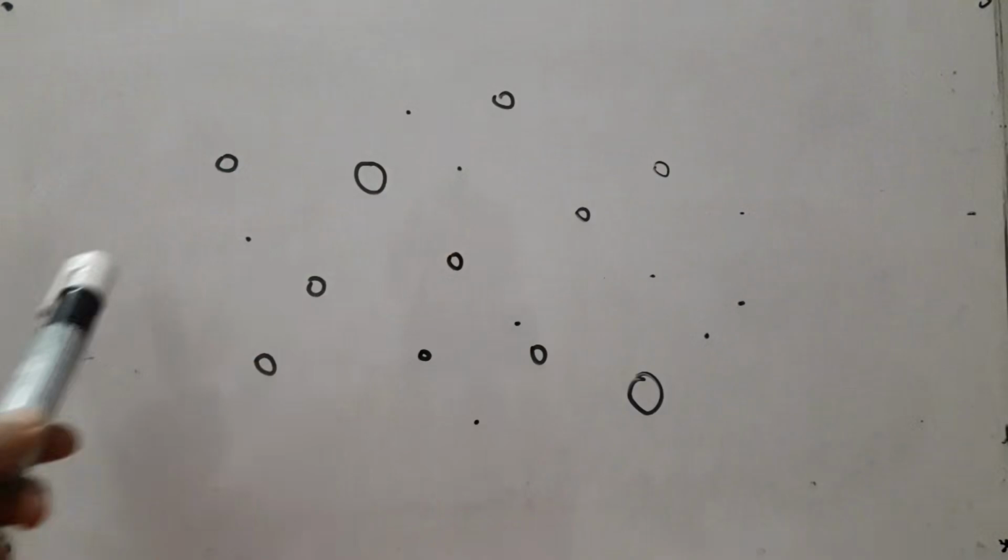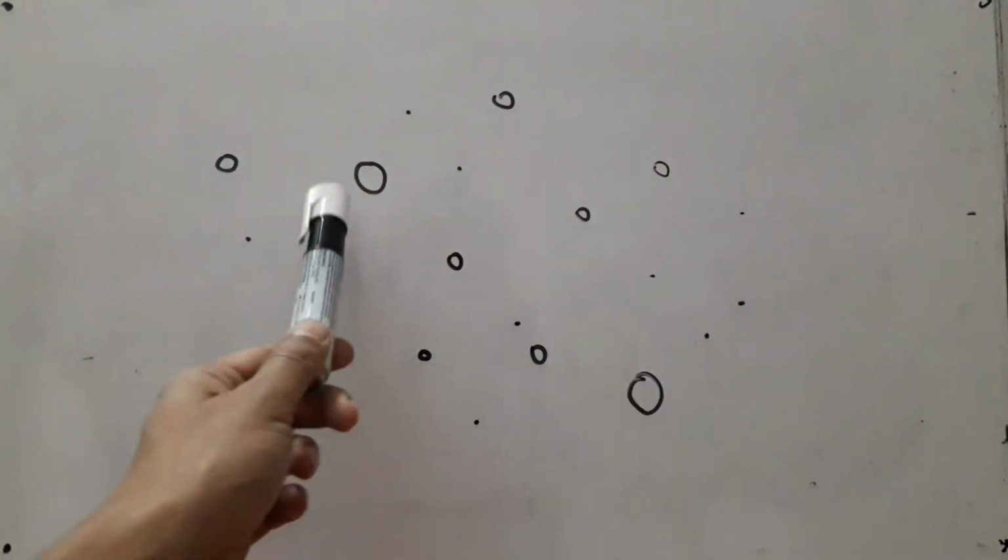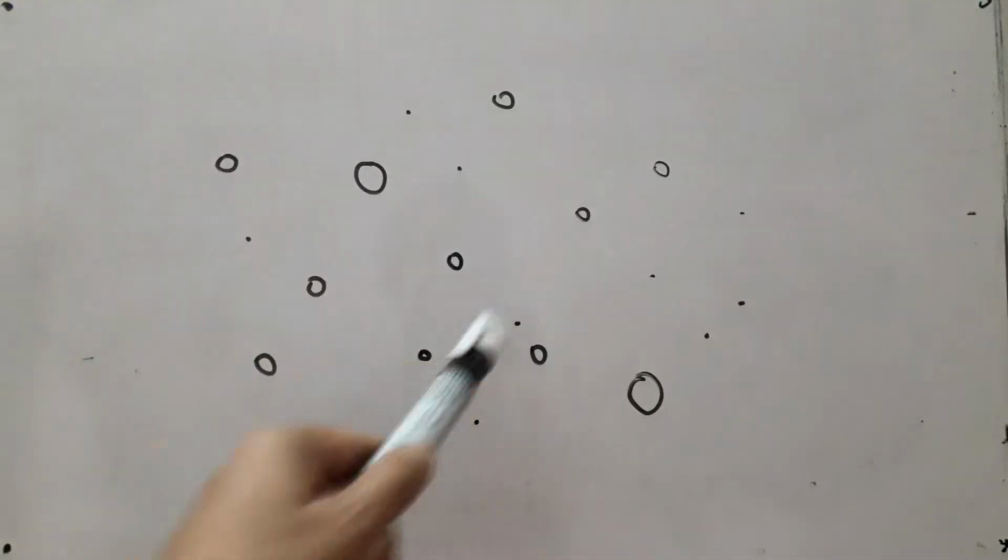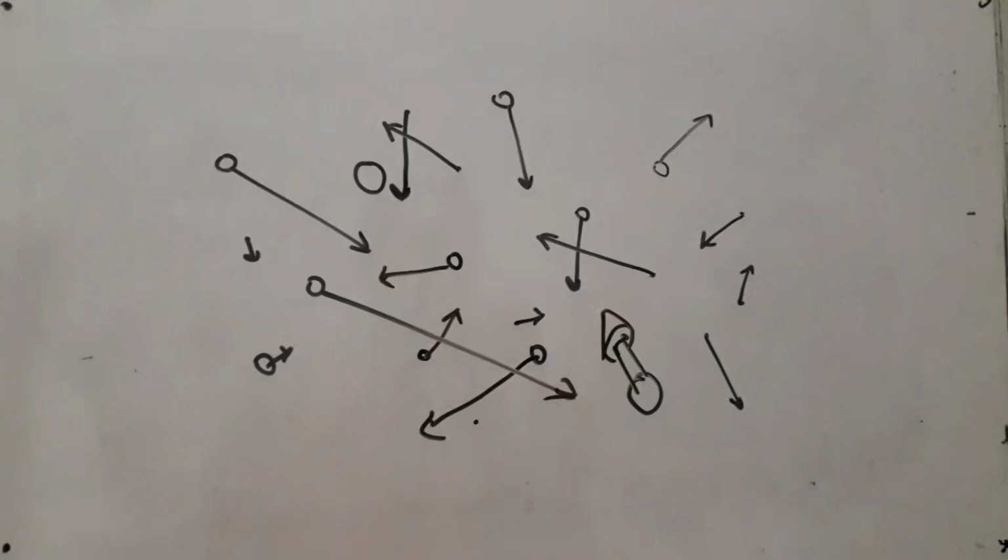So here you see the different molecules. It is floating in space. Certain molecules are closer to us, they are looking big. Some are far away, they are looking like tiny dots. Now all these molecules are moving all over the space.